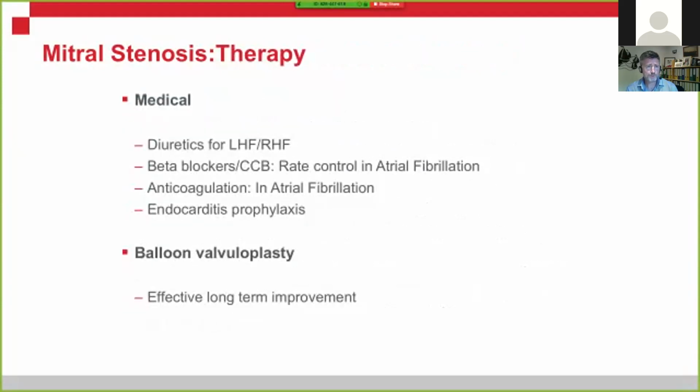So what are the treatment options in mitral stenosis? We've got medical therapy, obviously relieving symptoms of congestion, so diuretics for the signs of left or right heart failure. If they've got atrial fibrillation, then looking at rate control, so beta blockers, calcium channel blockers, or in combination with digoxin. Very, very importantly, as I mentioned earlier, anticoagulation in atrial fibrillation is absolutely essential.